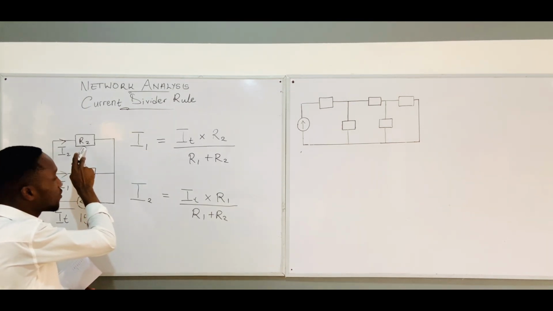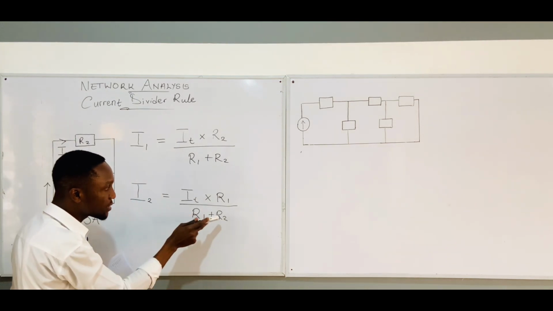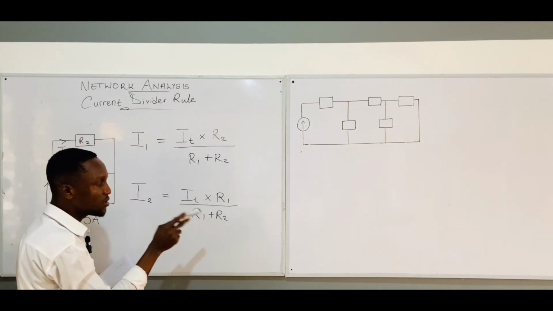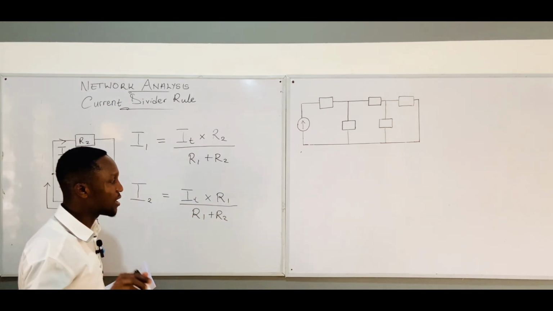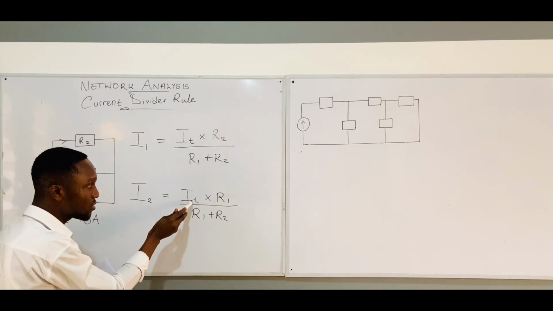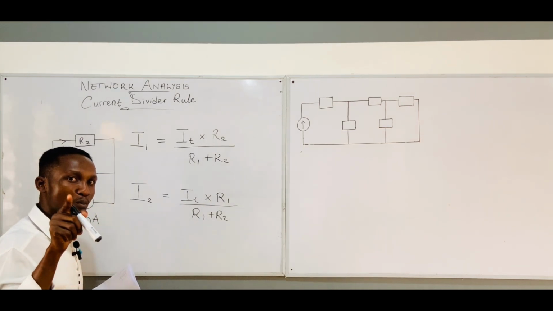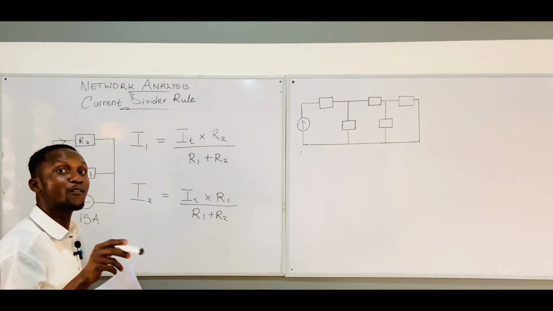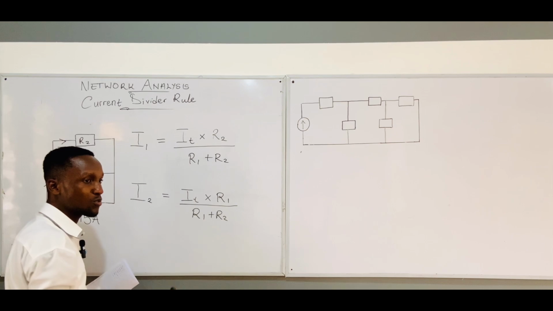What is the resistance of branch 2? It is R2. And you can see that it is inversely proportional to R2 and directly proportional to the total current entering the branch. Where is the total current? Look at it. That was why in the definition I said that it is directly proportional to the total current entering the branch. So you could see I1 is also directly proportional to the total current.